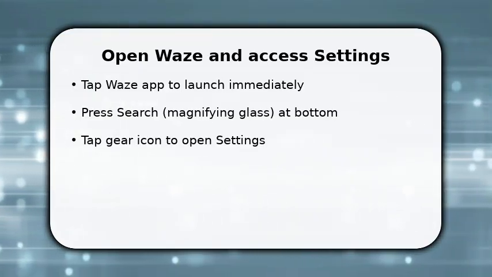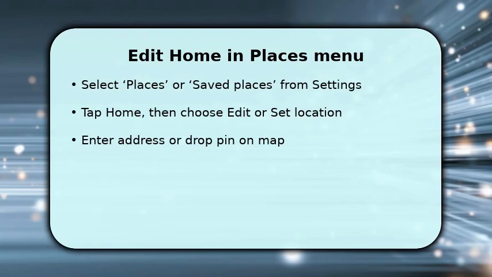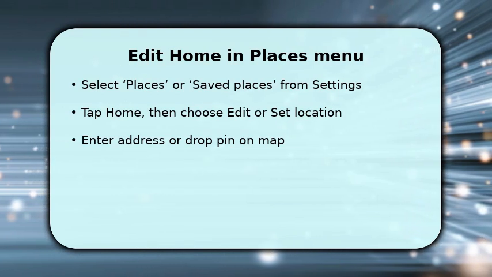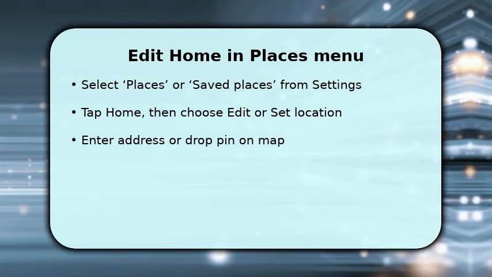Once you've opened settings, move to the Places menu to edit home. From settings, select Places or Saved Places to view home and work entries. You'll see Home, tap it and choose Edit or Set Location to change the address.